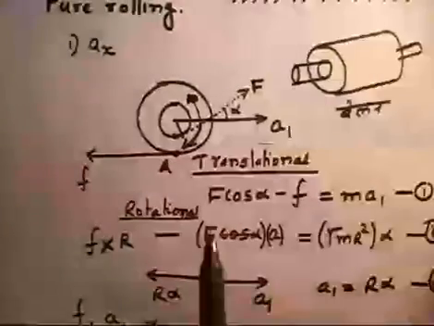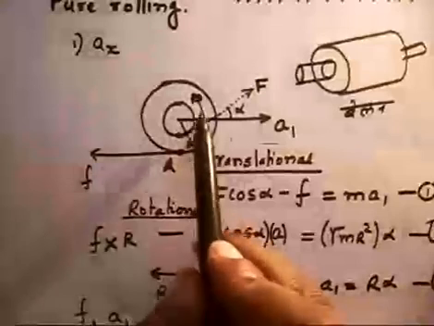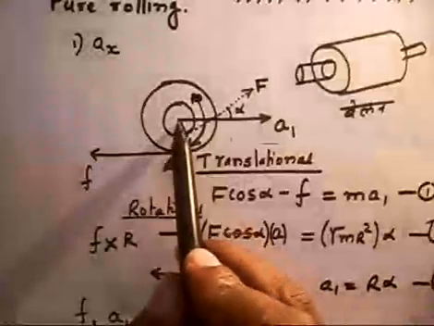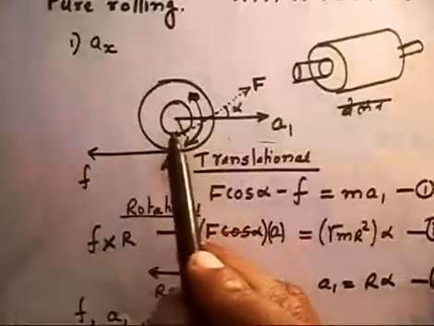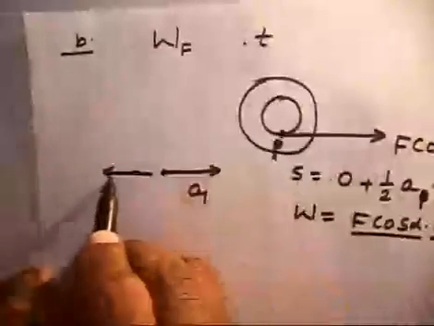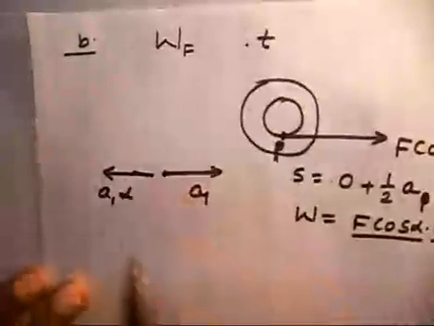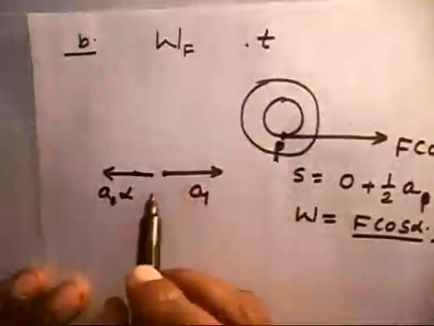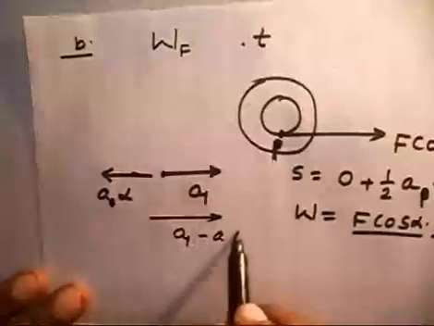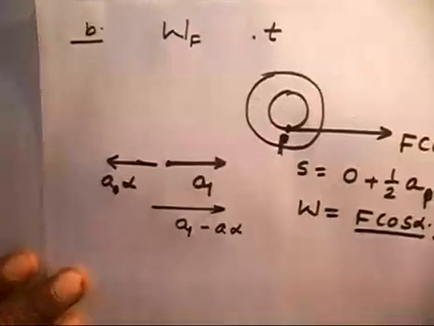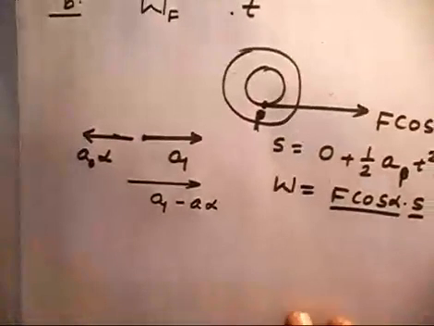And the center of mass also has rotation, so a alpha: the radius of this into alpha in this direction. The radius is small a. So a into alpha is in the opposite direction. Are you getting it? So the total acceleration in this direction is A1 minus a alpha.